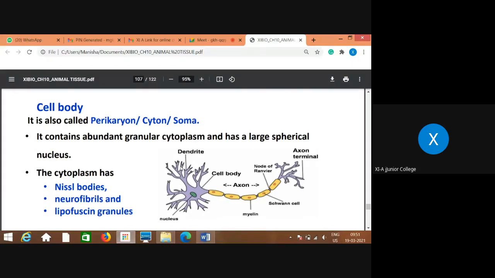Cytoplasm has Nissl's bodies, neurofibrils, and lipofuscin granules. This cytoplasm, which in the case of a nerve fiber or neuron is called neuroplasm, contains Nissl's bodies. These are nothing but granule-like structures made up of proteins. Okay, neurofibrils and lipofuscin granules. So this cytoplasm or neuroplasm contains Nissl's bodies and neurofibrils, which are very important.